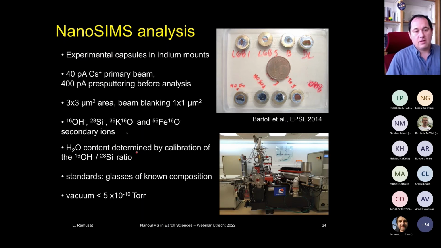We have used the NanoSIMS with the cesium beam again, a larger beam than in the previous investigation, because here we want to avoid water contamination from the surroundings. We have also embedded the samples in indium because we want to avoid the use of epoxy, which would degrade the vacuum and increase the water background in the measurement. We determine the water content using the OH over silicon ratio, and we correct the ion ratio using a set of standards of known composition. You have here an image of the kind of mount we are using.